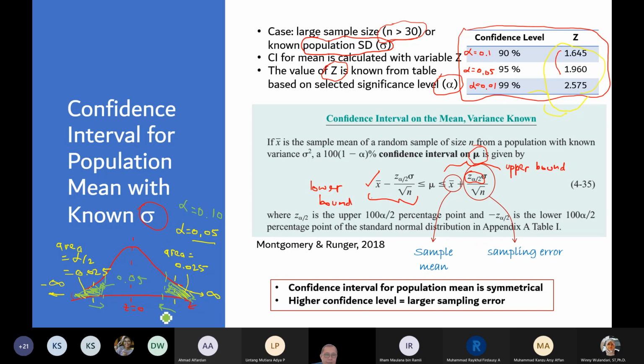And the value of z for the green case is 1.645, and this one is minus 1.645. And the yellow one then is plus minus 1.96.